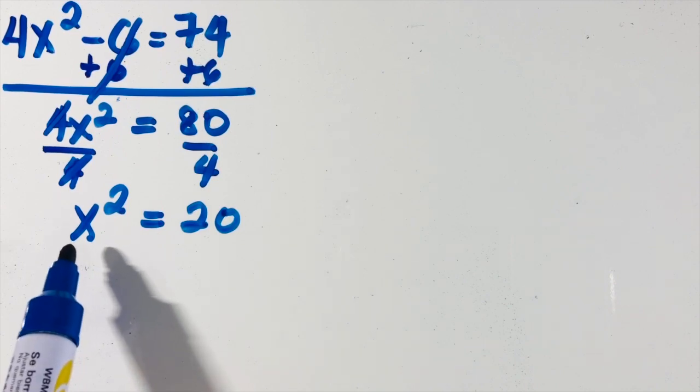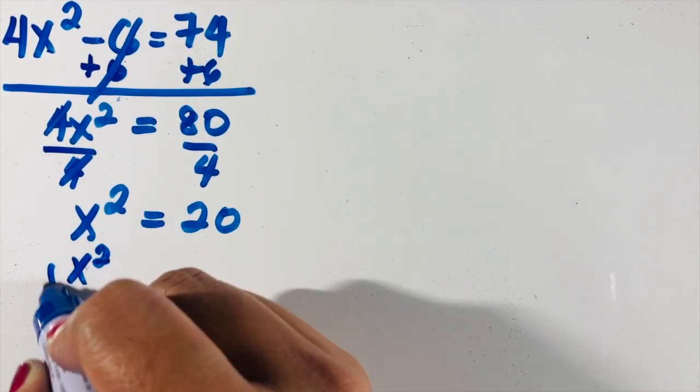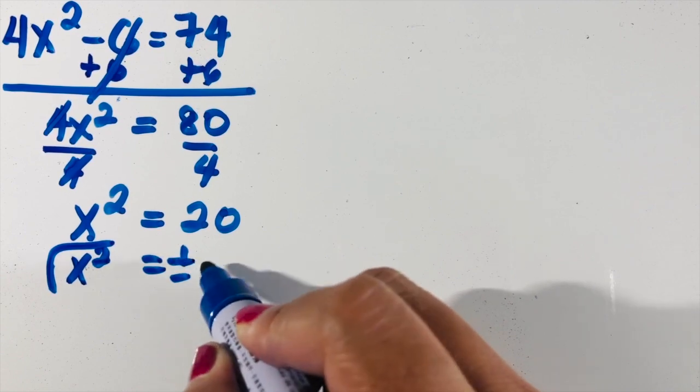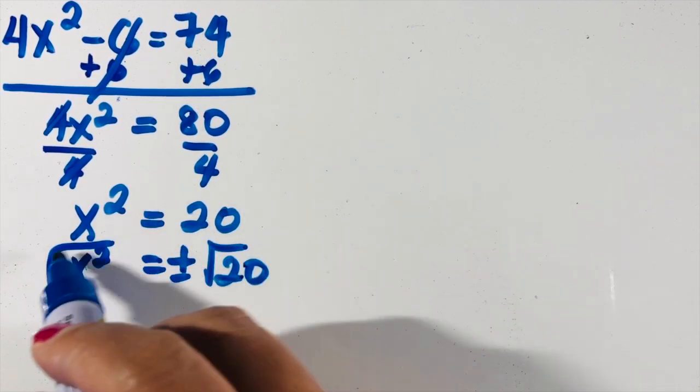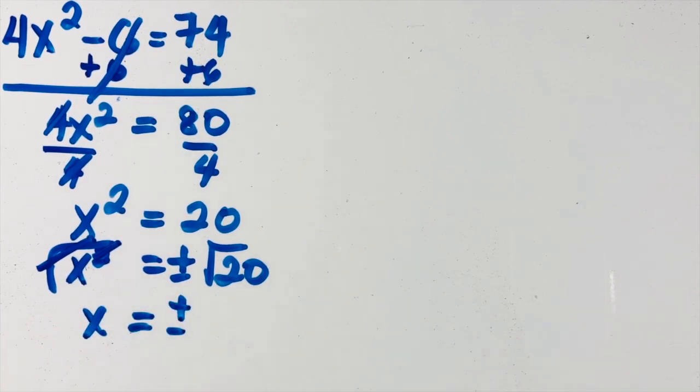Now, x squared is already isolated. Coefficient is 1. So we can now take the square root of both sides. Cancel. So we have x equals plus minus the square root of 20. Is 20 a perfect number? No. So if the number inside the square root is not a perfect number, you need to find the factors of that number, which is one is perfect and the other one is prime.